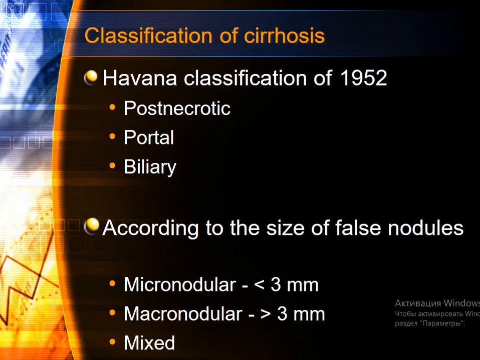We classify cirrhosis according to pathogenesis in 3 types: post-necrotic, portal, and biliary. And according to the size of false nodules, we distinguish micronodular, with nodules less than 3 mm, macronodular, more than 3 mm, and mixed. As a rule, post-necrotic cirrhosis is macronodular, and portal cirrhosis, first of all, is micronodular.